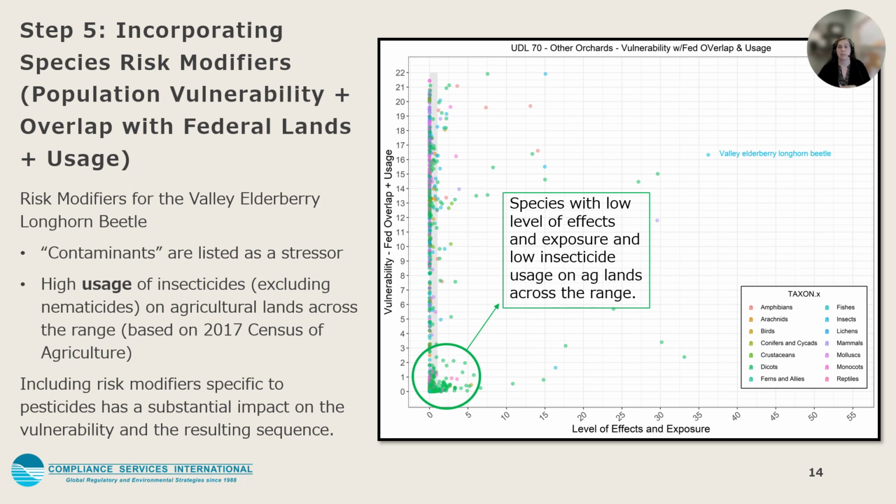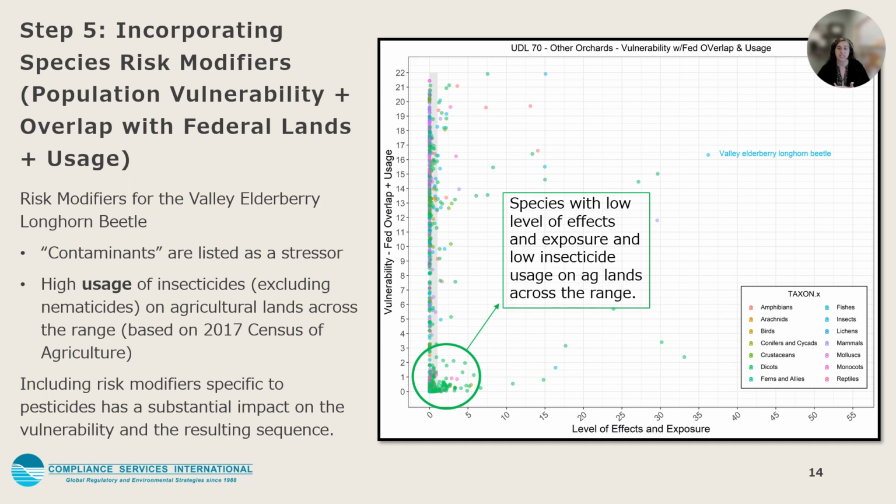In this step, in AMPS, usage was incorporated as a risk modifier at the class level, so herbicide, insecticide excluding nematicides, and fungicides, based on the USDA Census of Agriculture data for treated agricultural lands, which is available at the state and county level. You can have high usage across a range, but have a very low level of effects and exposure. So those species should not be determined to be at risk just due to usage.